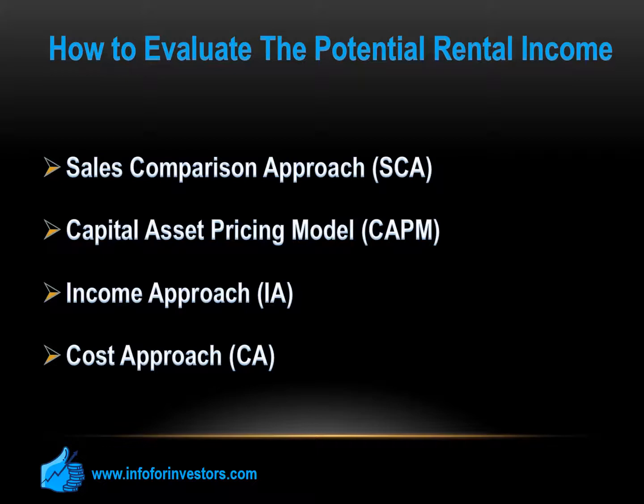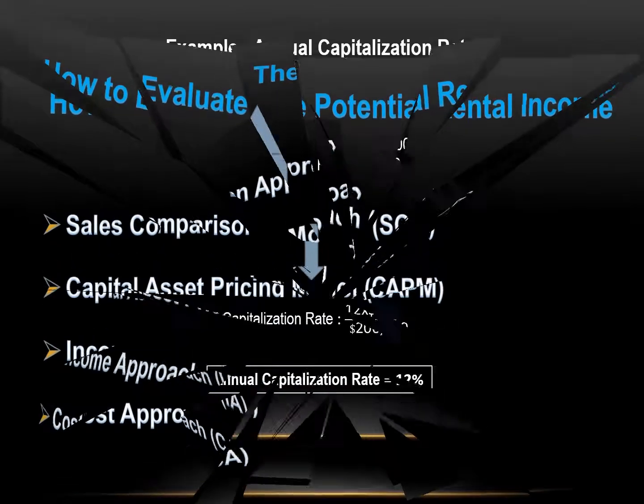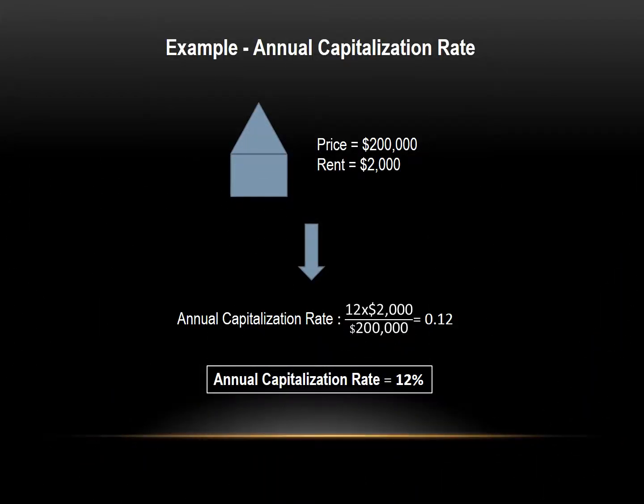This tool is primarily used when comparing commercial real estate and relies on one major thing: the annual capitalization rate. How to calculate it? Multiply the gross rent income by 12, the number of months in a year, and divide it by the current price of the asset. For example, the price of a rental property is currently $200,000 and the expected rent is $2,000. So the formula will be 12 times 2,000 divided by 200,000 equals 0.12. Turn it into a percent and you will have an annual capitalization rate of 12%.